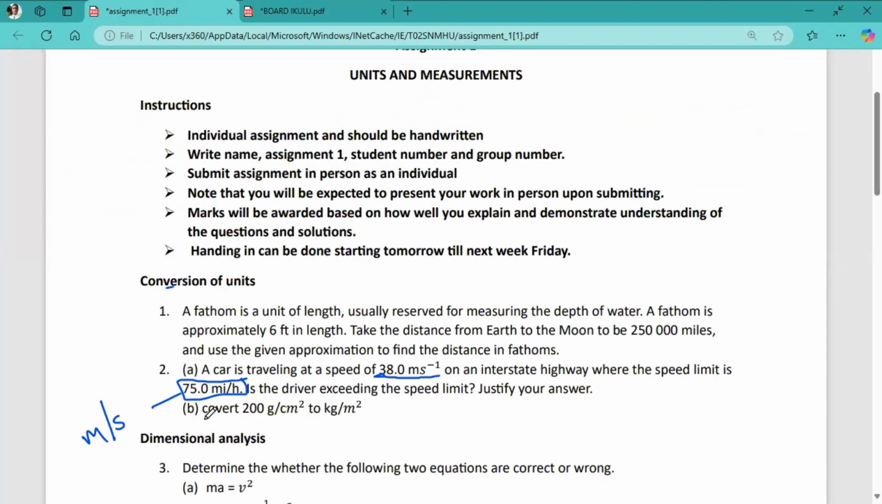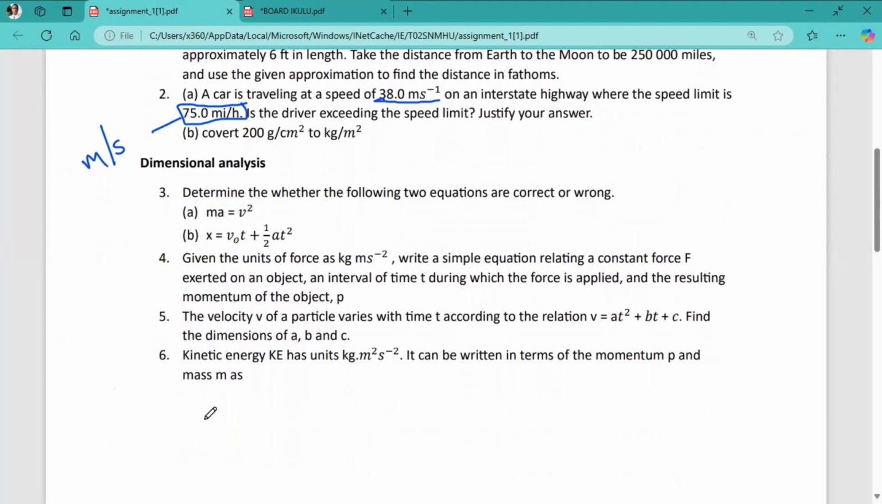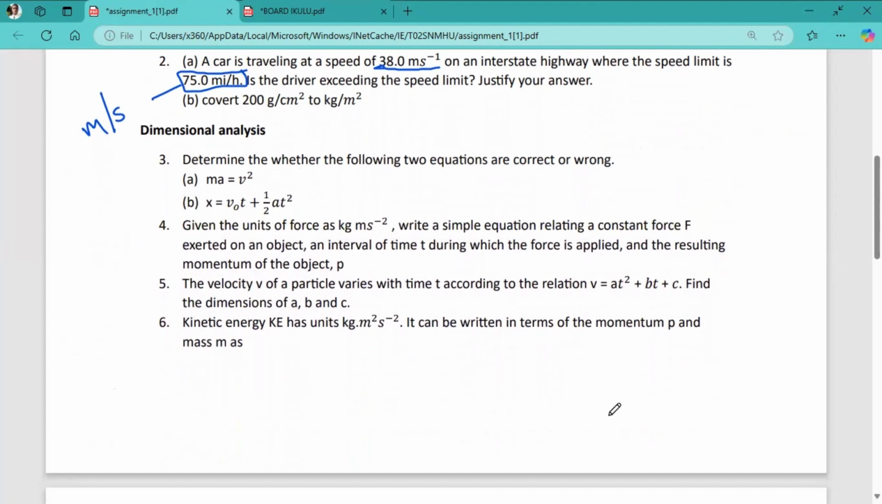Question 2, part B. We can now go to the questions that are under dimensional analysis. Question 3 says: determine whether the following two equations are correct or wrong. These are the equations we're supposed to check. We have equation A, which says mass times acceleration is equal to v squared.